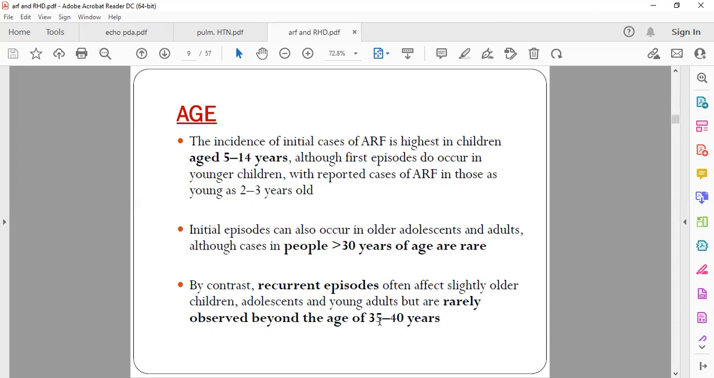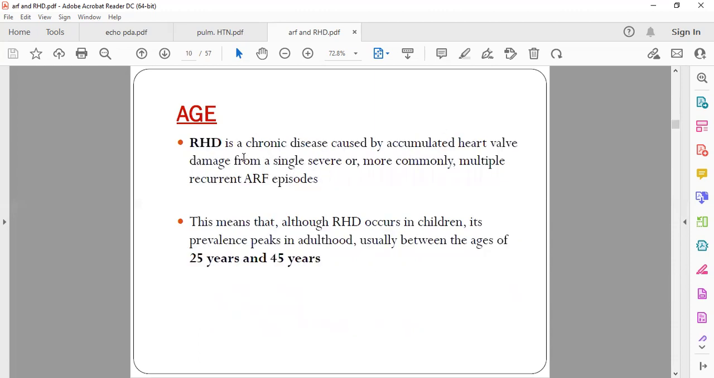So you cannot label any patient as having acute rheumatic fever if symptoms are occurring after 30 years of age. Then you should suspect some other illnesses. Acute rheumatic fever normally presents at 5 to 14 years of age. Rheumatic fever which prolongs may cause rheumatic heart disease, which commonly manifests at the age of 25 to 45. They say it starts in the third decade of life. Rheumatic heart disease usually manifests in the third decade, whereas acute rheumatic fever is commonly seen in the age group of 5 to 14 years.